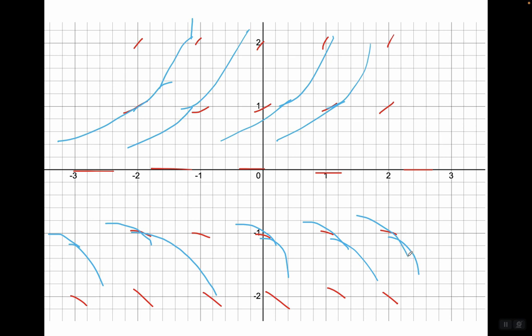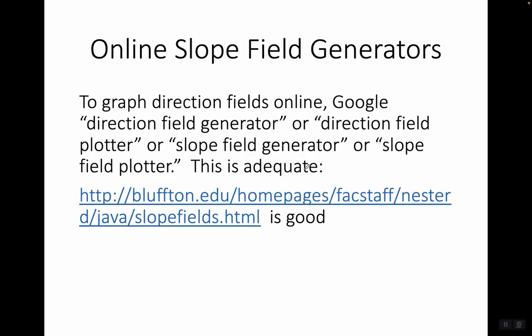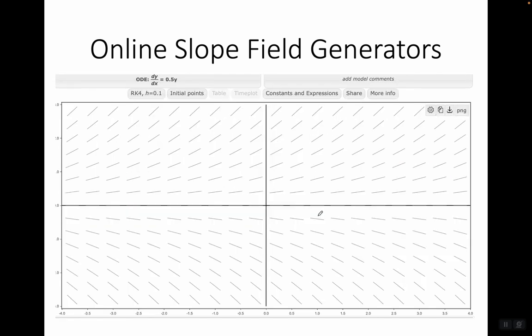Okay, if you had all the patience in the world, all the time in the world, and you graph lots of points, you'd end up with something that looks like this. But there's a better option. There are online slope field generators. To graph them, you just enter into your favorite search engine direction field generator or direction field plotter or slope field generator or slope field plotter. Here's one that I like, but there are others that are like that too.